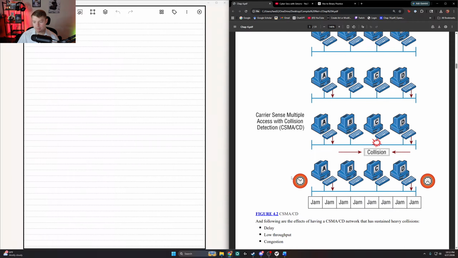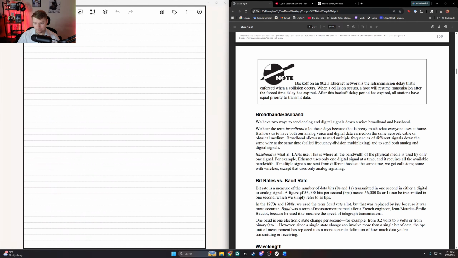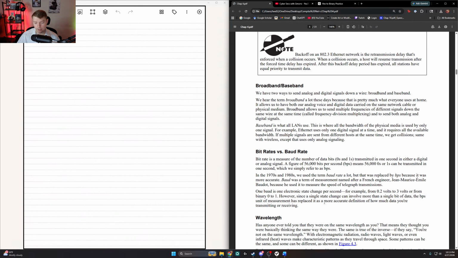And after the timer expires, then they can begin to transmit again. We went over broadband versus baseband and how broadband will allow us to have different frequencies traverse the same line. So if we have an Ethernet cable, it'll be different frequencies in electricity that's going down the line.